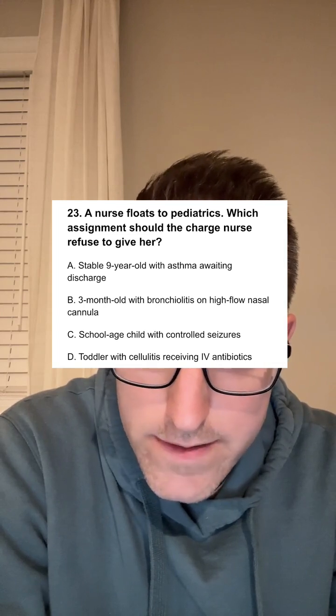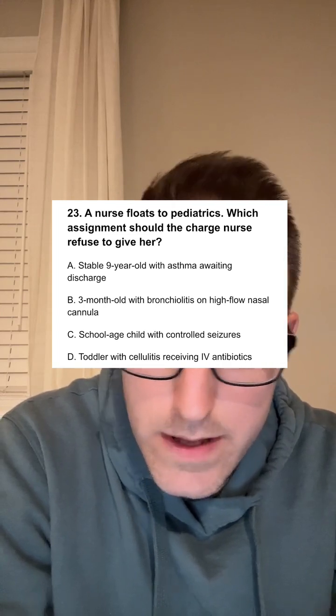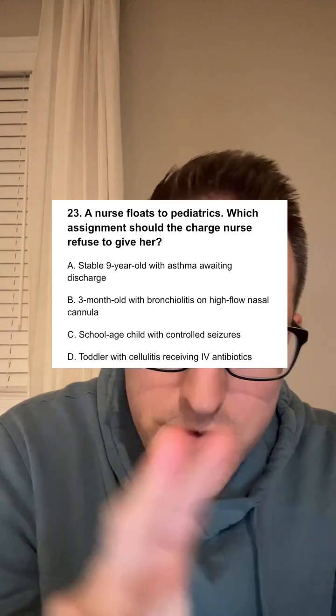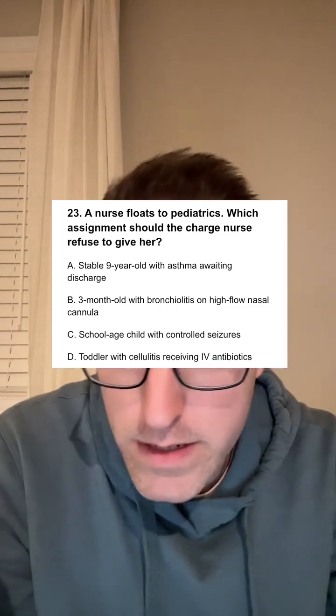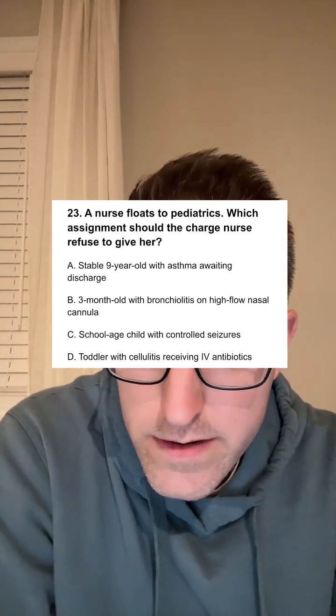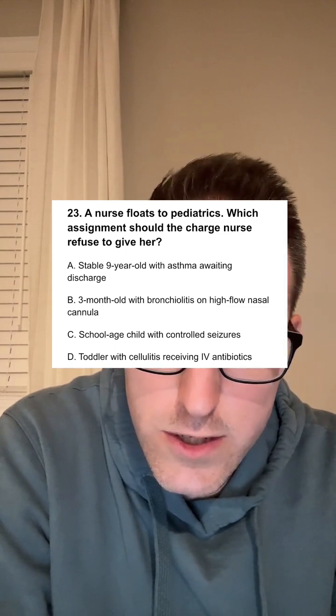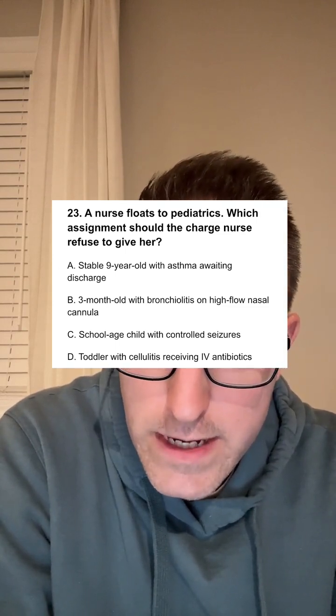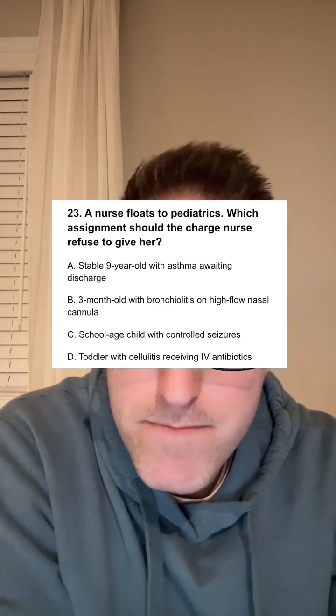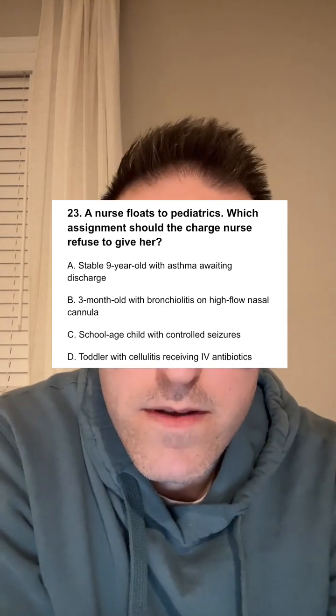A is wrong, they are stable and appropriate. C is wrong. Controlled seizures is another way of saying stable here. And D, that's straightforward IV medication care, okay? So good on you guys. I think a lot of you didn't get that.